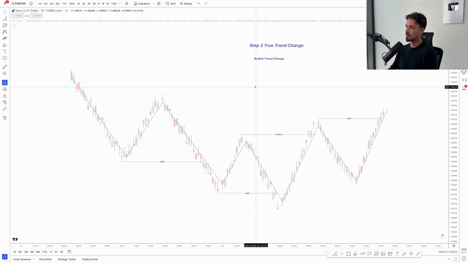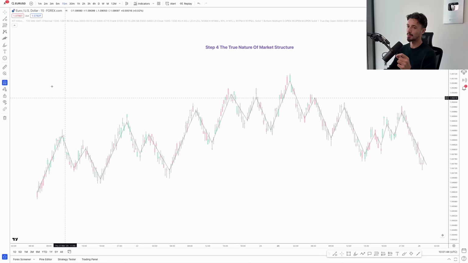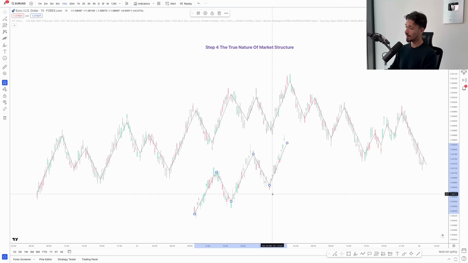Let's now go ahead and look at step four. So here we are, step number four. This is actually likely what the market is going to look like. It's not going to be as simple and easy as I've just explained it, right? Unfortunately, that just isn't the way that things work. If it were, then everybody would be profitable. So the market usually looks something like this.